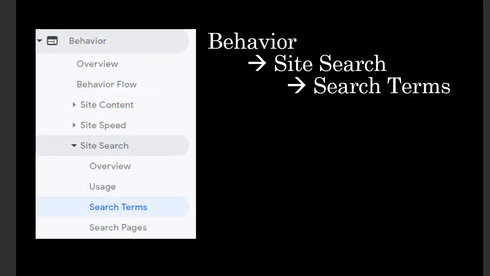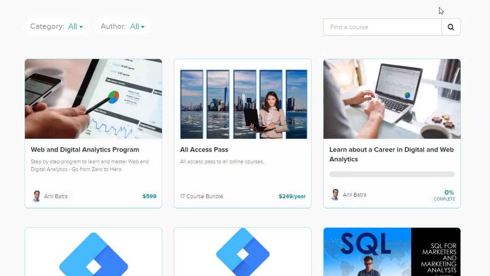The third place where you can get ideas about what keywords to optimize your site for is under Behavior, Site Search, and Search Terms. These are the actual keywords that users are searching on your site. That's why they are listed under Site Search. To give you an example, here I am on the Optizent site. You can see there is a search box. This is the search box that users use to search for courses.